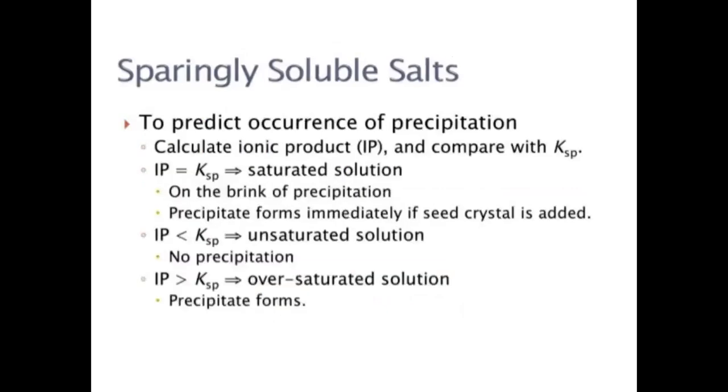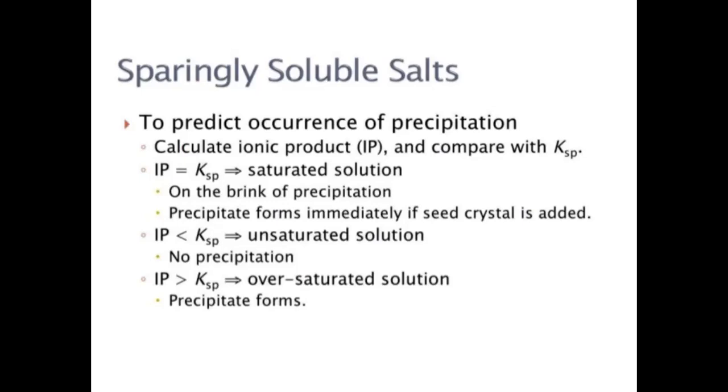So what does this sparingly soluble salt tell us? First of all, if we want to define the solubility product, it may be defined as the product of the concentrations of ions of the salt in its saturated solution at a given temperature, raised to the power of the number of ions produced by the dissociation of 1 mole of salt, right? And what does it indicate to us? Sparingly soluble salts help us to predict the occurrence of precipitation.